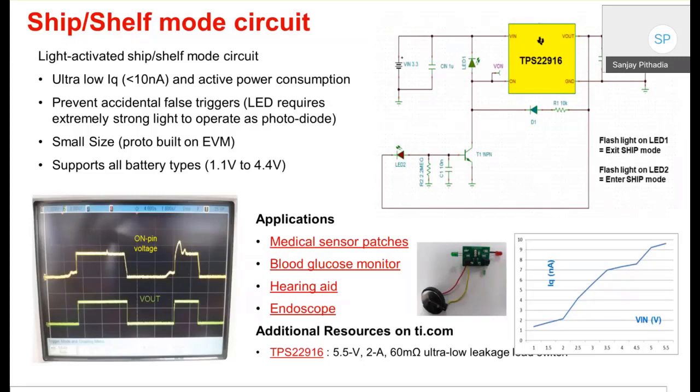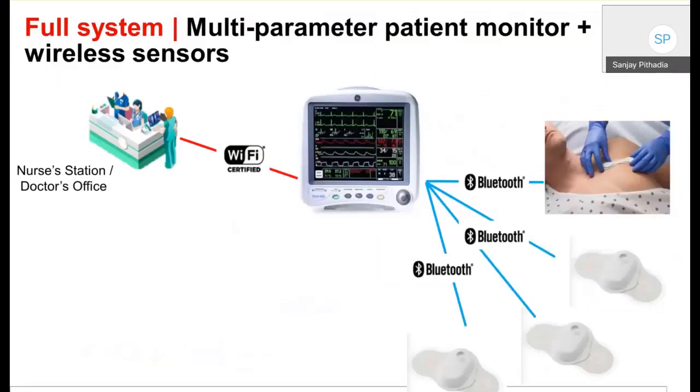If you put a mobile or torch light on LED 1, it will go into ship mode, and if you put light on the second LED, it will come out of ship mode. And this entire circuit is taking less than 10 nanoamperes of current. So this is available for all small patches, glucose monitors, hearing aids, wherever you need an ultra low power circuit. This can actually help.